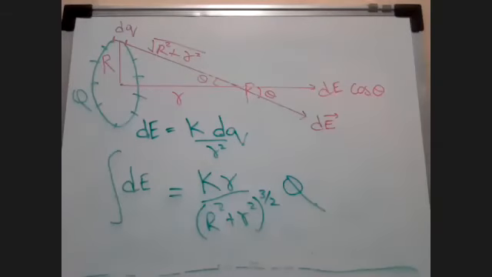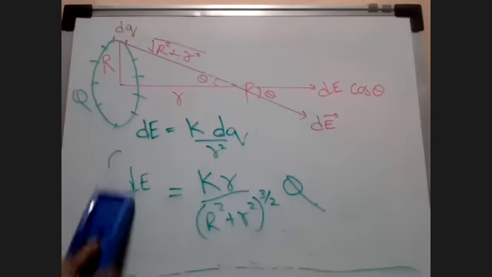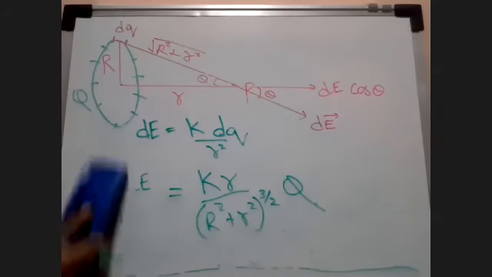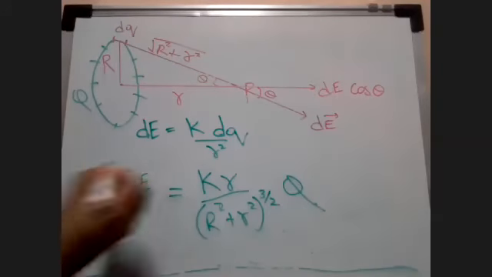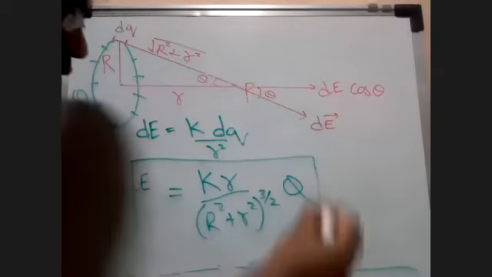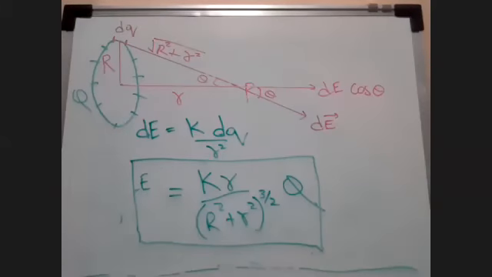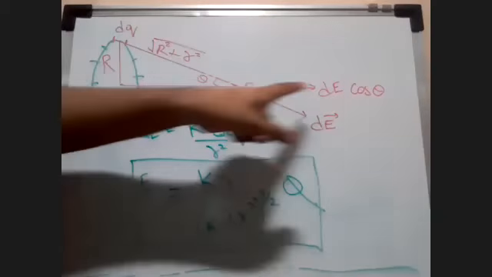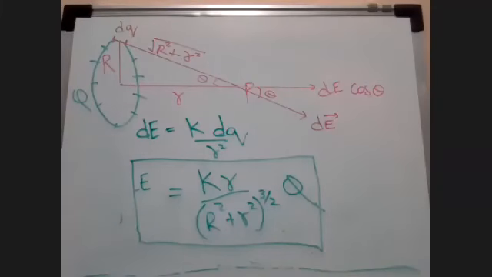So this is the electric field intensity at the x-axis. The electric field intensity due to a uniformly charged ring is equal to k into small r upon R square plus small r square, raised to 3 by 2, into Q.